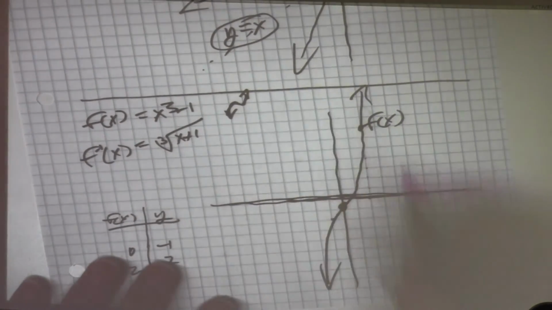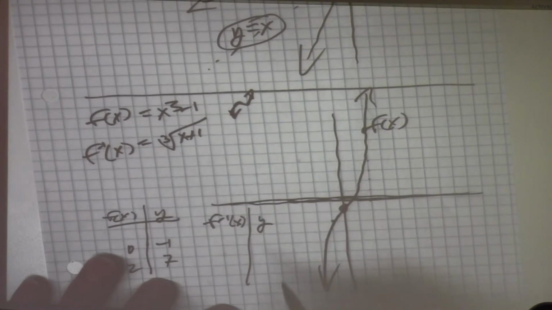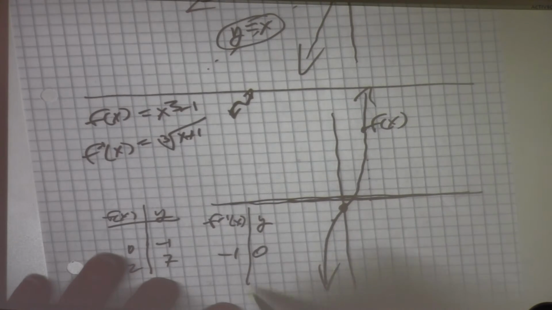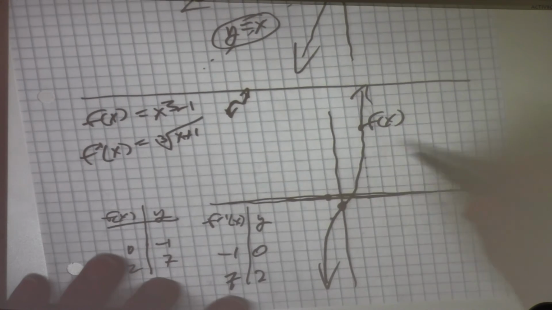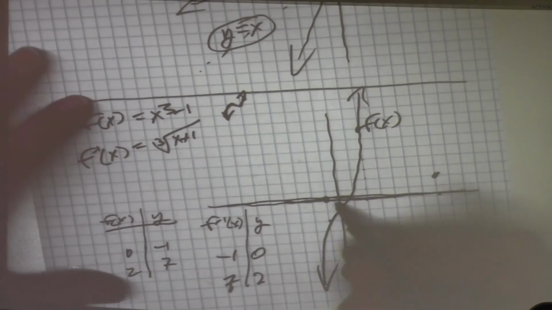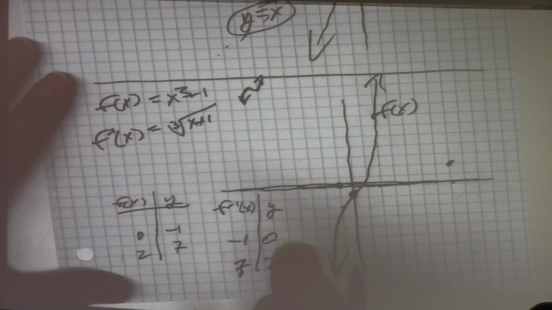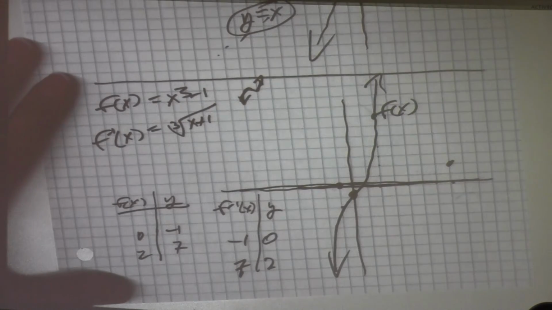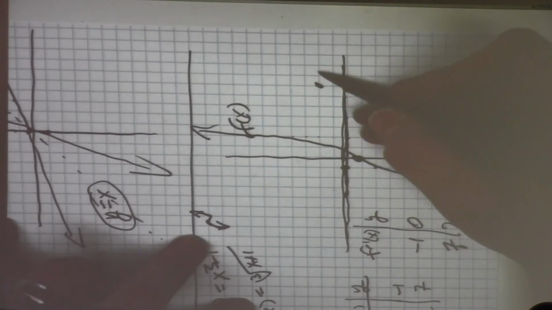For this one now, the inverse function, if I do the x and y, I got a couple of values. Negative 1 is 0 and 7 is 2. So at negative 1 we're at 0, and then at 7 we're at 2. Notice it's nothing more than the reverse. 0 and negative 1 reversed, 2 and 7 reversed, because the inverse function has the domain, or the x values, becoming the y values, or the range, and vice versa.